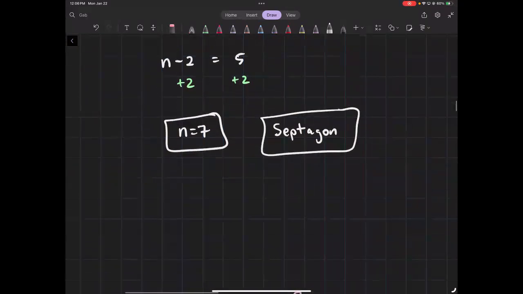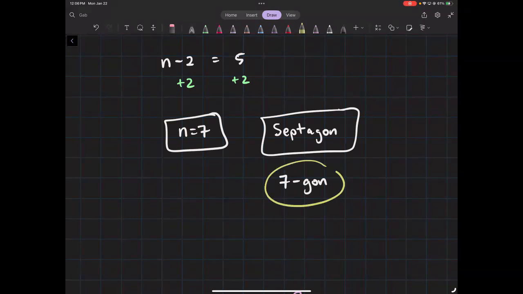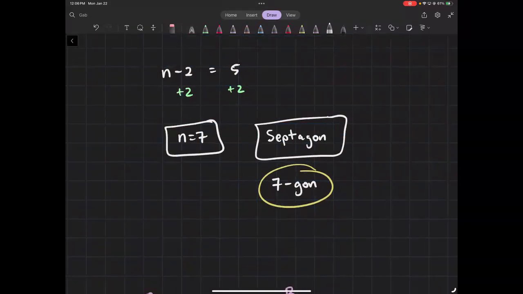Okay, let's pretend this thing didn't have a name. What would you call it? 7-gon. Okay, so find the number of sides and then name it. So far, so good? Nothing too crazy, right?